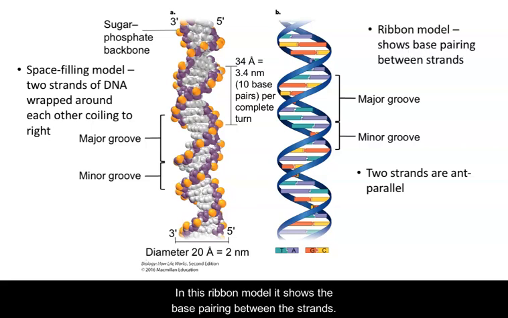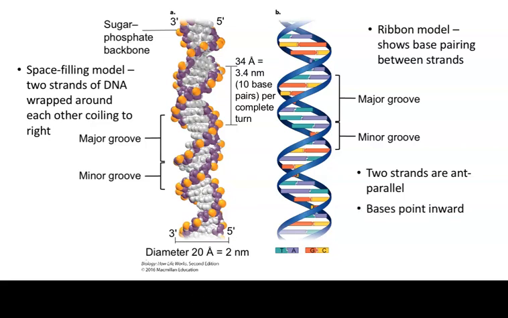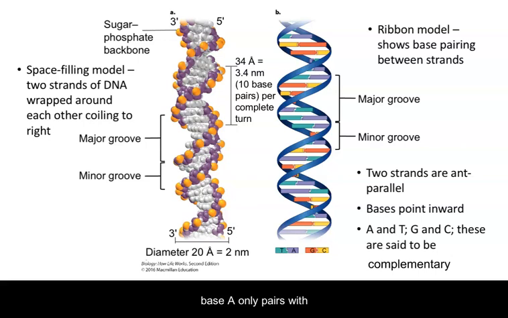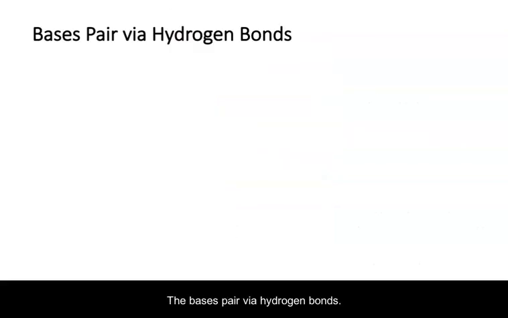In this ribbon model, it shows the base pairing between the strands. The bases point inwards, and base A only pairs with T and base C only pairs with G. The bases A and T and the bases G and C are said to be complementary. The bases pair via hydrogen bonds.